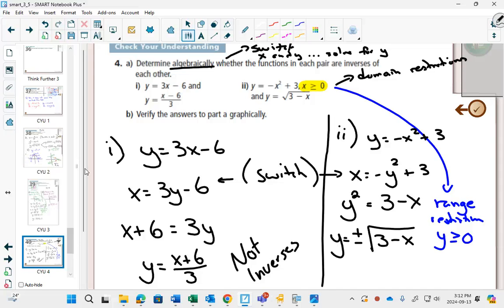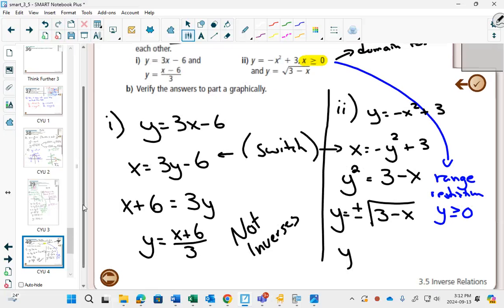Are lazy? Okay. So it has to be, if y is bigger than or equal to 0, it has to be the positive one. Does that match up? Yes.